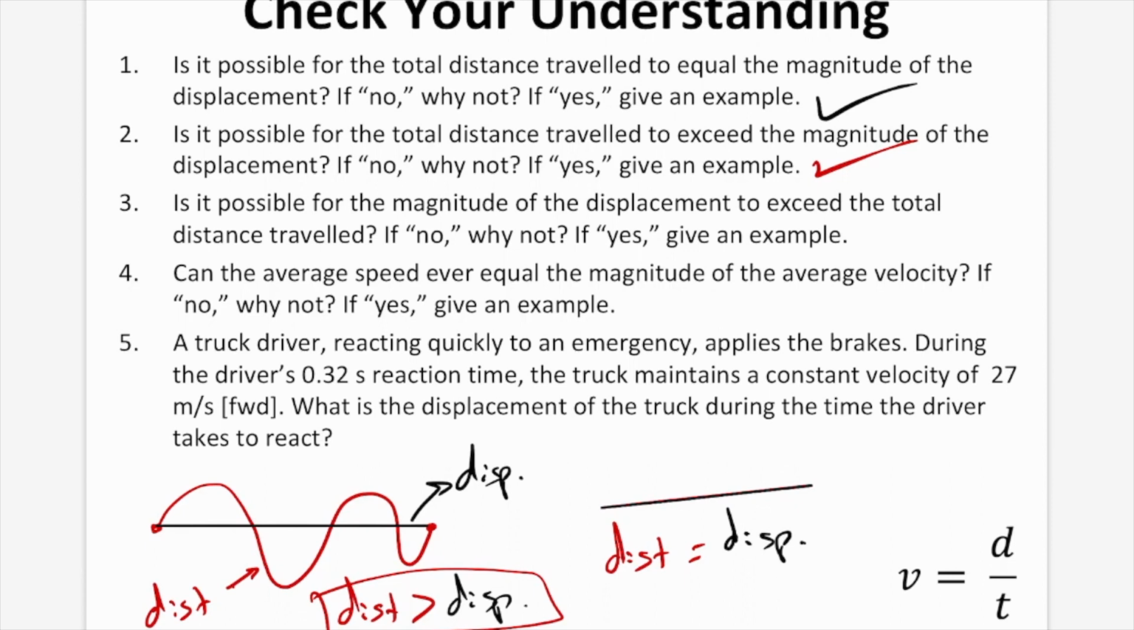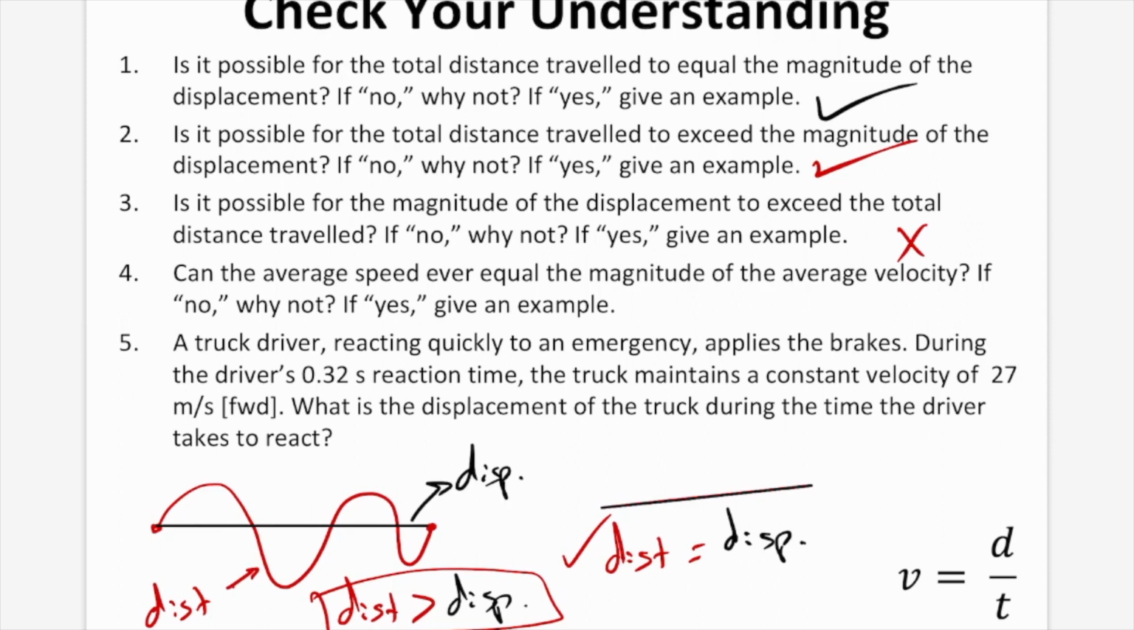Number 3, is it possible for the magnitude of the displacement to exceed the total distance traveled? No. So it is not possible. As you can see in our example, if they were exactly equal, if the distance was in a straight line and therefore the displacement equaled the distance, that would be the closest it can come. The displacement can never exceed the distance traveled. It can only equal it or be smaller than the distance traveled.